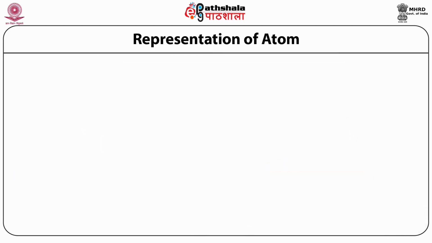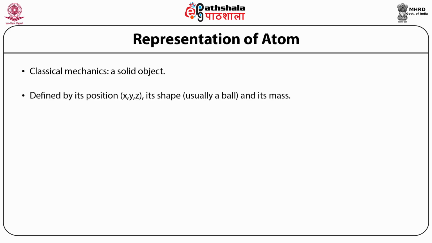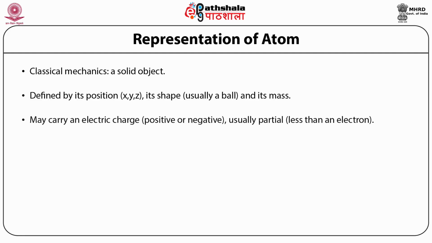We are discussing how the representation of an atom is displayed in this system. When we represent atoms, as per classical mechanics, they are used as if they were solid objects. Every atom point will have its position XYZ and its shape, usually a spherical ball, and also a mass. Mass is decided by the atom type. It also sometimes may carry an electric charge, either positive or negative.